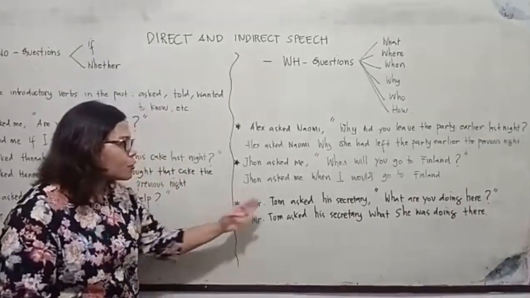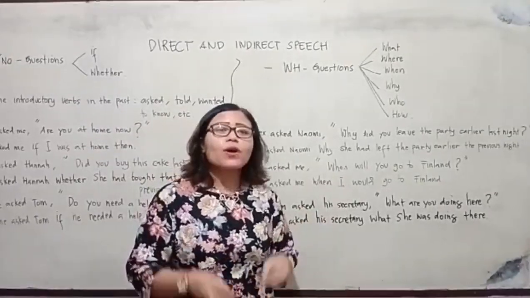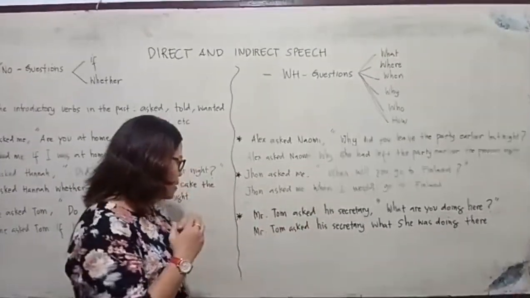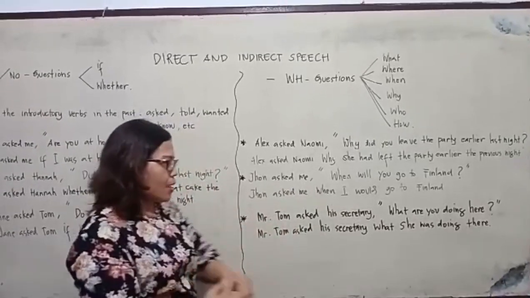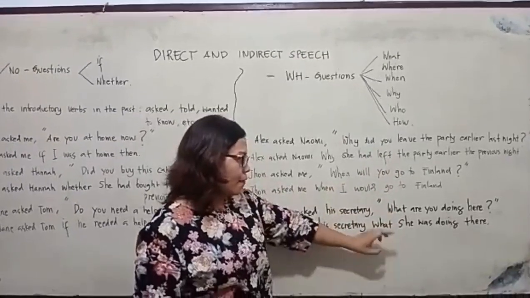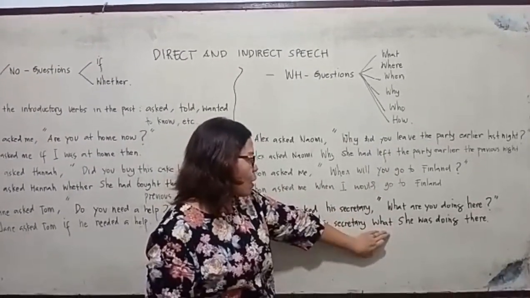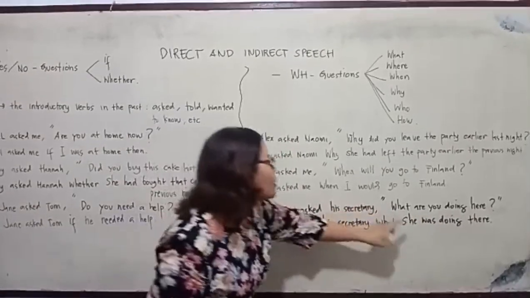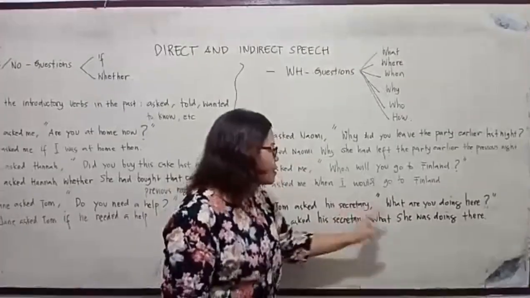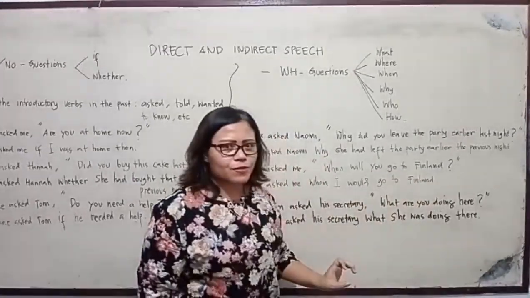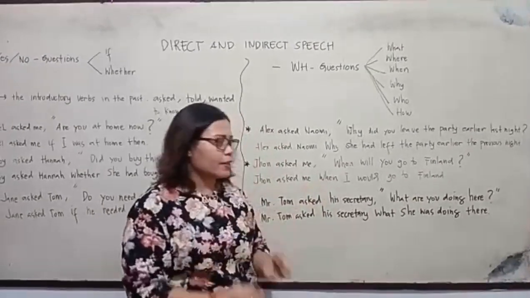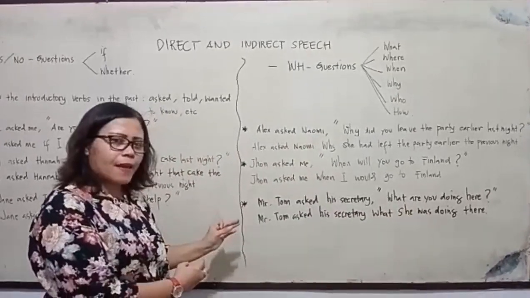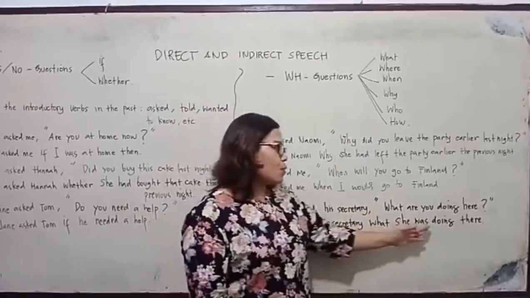The third example, Mr. Tom asked his secretary, what are you doing here? So what did Mr. Tom ask to his secretary? Okay, let's take a look at here. Mr. Tom asked his secretary. The question word is what. So you have to put what. And after putting the question word what here, you have to find out the subject. You here refers to Tom's secretary. So the subject must be she, right? What she, and the tense is present continuous in direct. So if you want to change the direct into reported, present continuous changes to become past continuous. So the reported speech of the third example here, Mr. Tom asked his secretary what she was doing there.